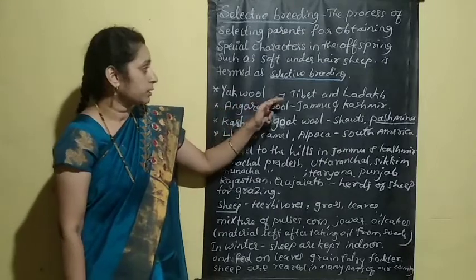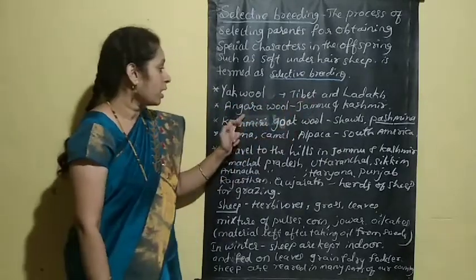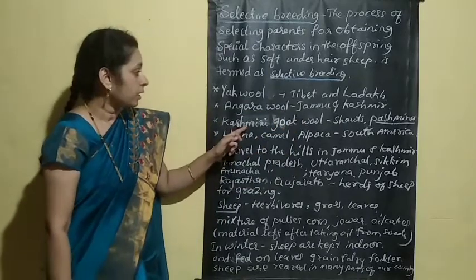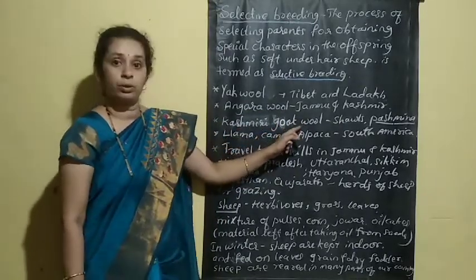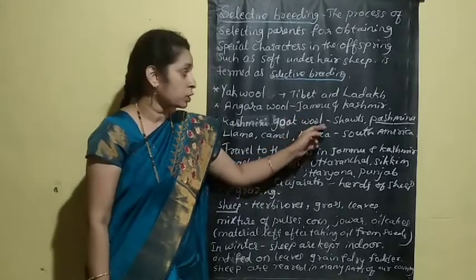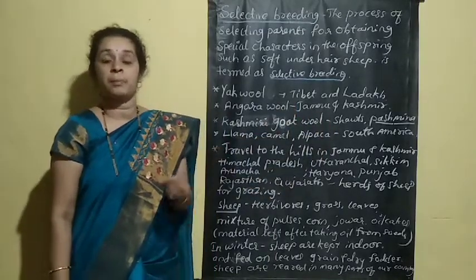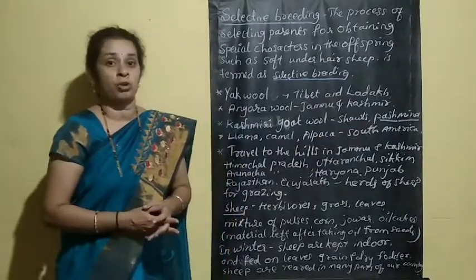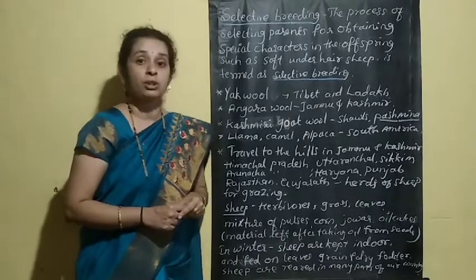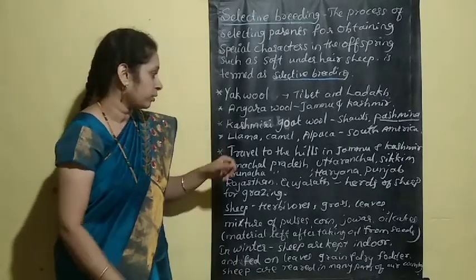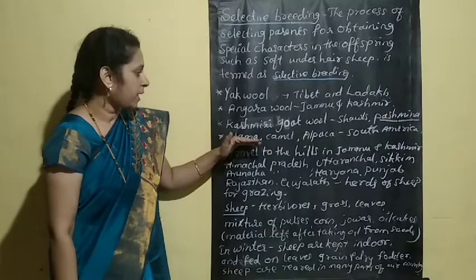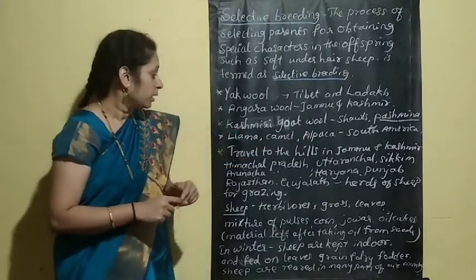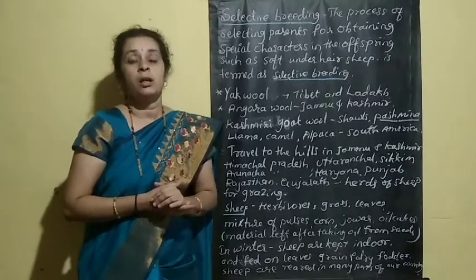Yak wool is common in Tibet and Ladakh. Angora wool is common in Jammu and Kashmir. And Kashmiri goat wool is used to prepare shawls. The shawls which are prepared from Kashmiri goat wool are called Pashmina shawls. It is a very important shawl. Next, animals like llama, camel, alpaca are common in South America, and from them also we obtain wool.